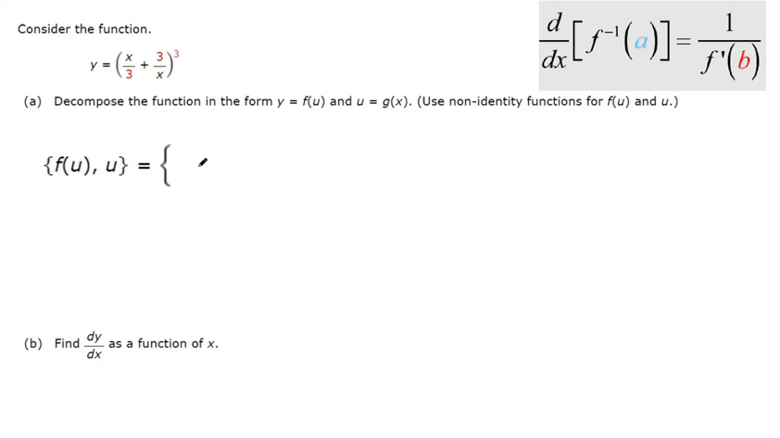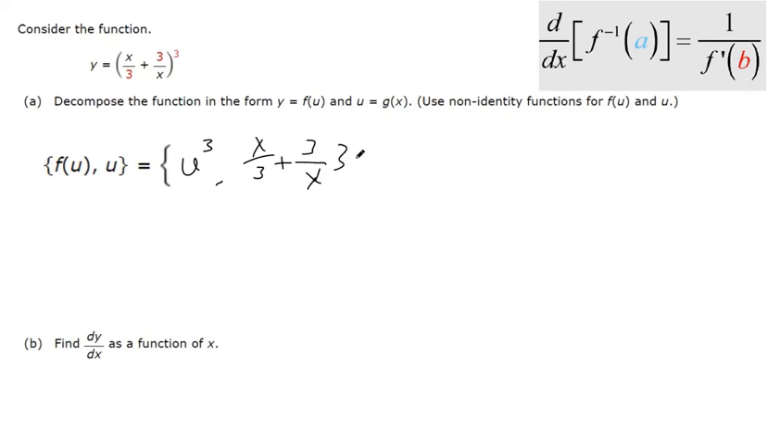So the outermost function to me is the third power. Everything inside here is getting raised to the third power. So if we let f of u be u to the third, because u is the variable they're telling us to use, then the inside function, this u, would be everything that's in here. So u would be x over 3 plus 3 over x.